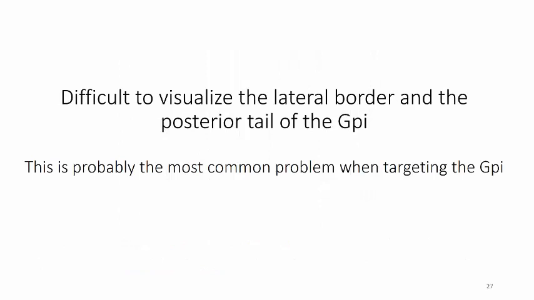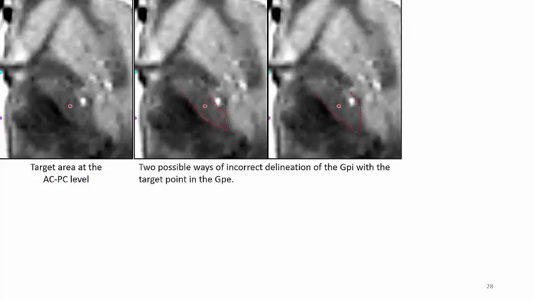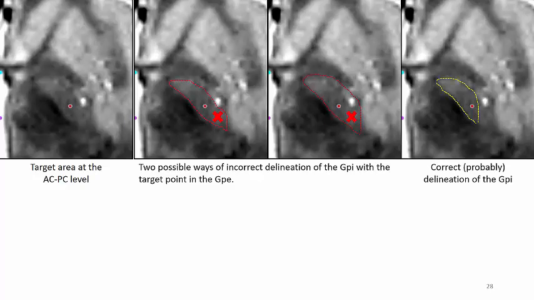Sometimes it's difficult to visualize the lateral border and the posterior tail of the GPI, and this is probably the most common problem when targeting the GPI. Here we see the target area at the ACPC level and two possible ways of incorrect delineation of the GPI with the target point ending up in the GPE. And finally, a correct delineation of the GPI.